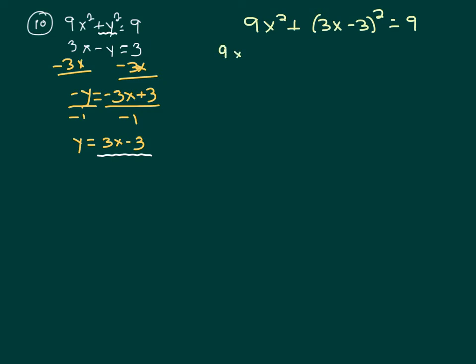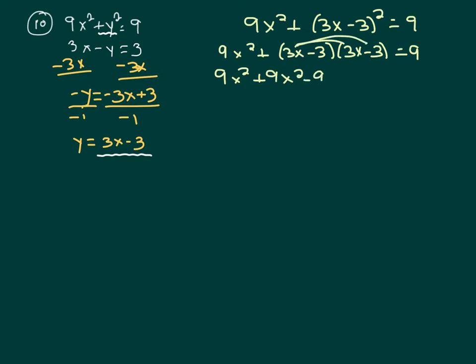I'm going to bring the 9x squared down, and (3x minus 3) squared just means 3x minus 3 times itself. So let's write it out twice. And let's double distribute. So I'll bring the 9x squared down, and when I double distribute, I get 9x squared minus 9x minus another 9x plus 9 equals 9. All right, so we can combine our like terms. 9x squared plus 9x squared is 18x squared. Negative 9x and negative 9x is negative 18x.